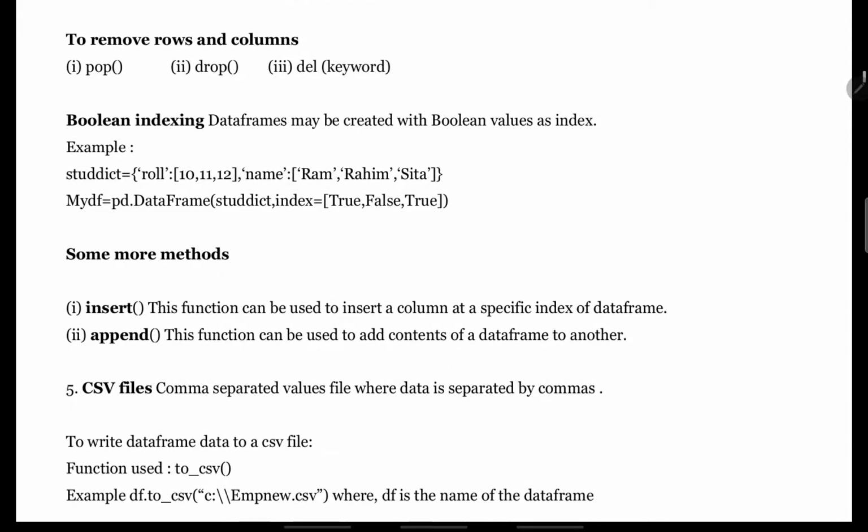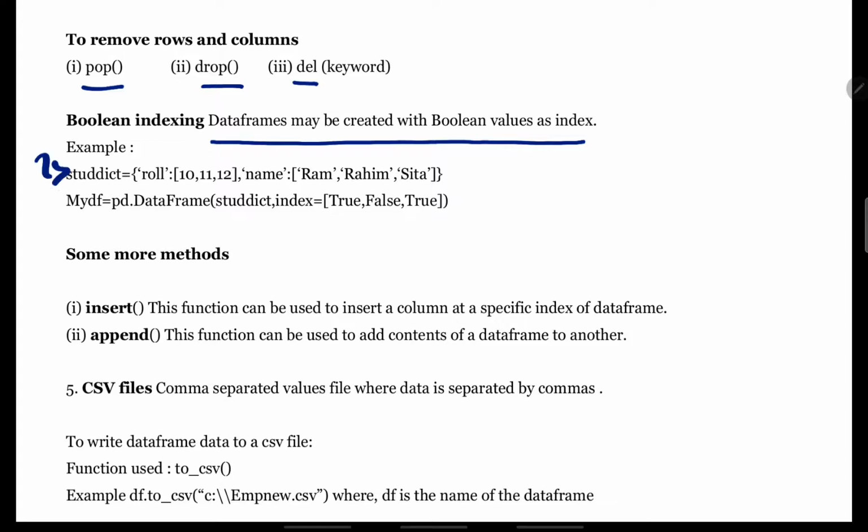Now to remove particular rows or columns, you have pop, drop as well as del. Now talking about Boolean indexing, a data frame may also be created with Boolean values as your indexes. Now what is a Boolean value? True and false. They have two Boolean values, true and false. So you can create data frames with Boolean values as your index. It basically means that you can provide your own indexes also, apart from those 0 to n-1.